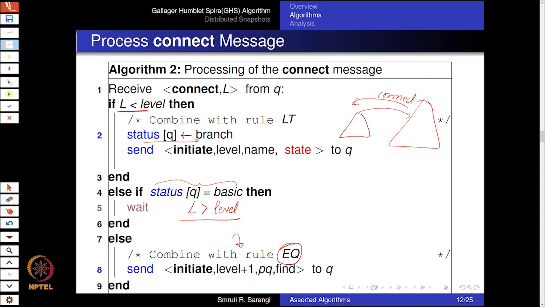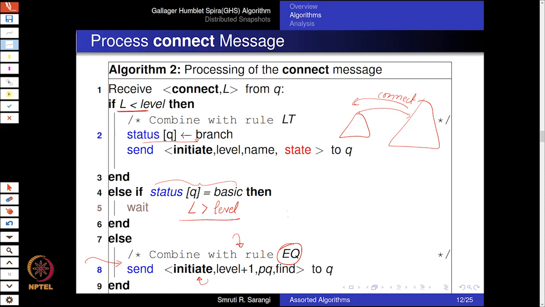Well, you will see that they actually hold, and there is no error over here. But it is important to remember this. We might come back to this point. So what we do is that we combine with rule EQ. So for this we send the initiate message, right? So why EQ will come here is at the moment a leap of faith, but we'll break that.